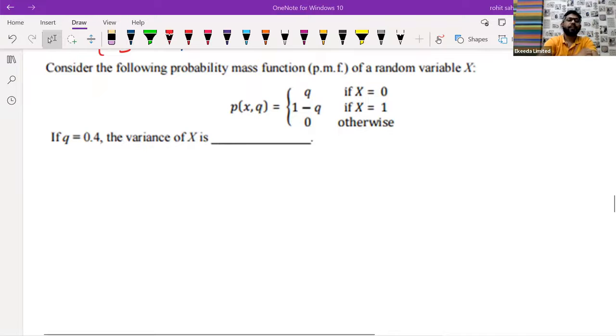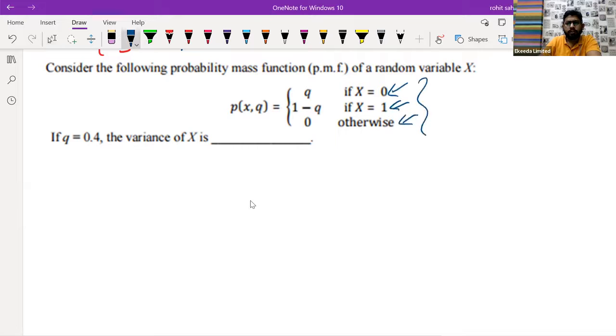चलो, कंसीडर द फॉलोइंग प्रोबेबिलिटी मास फंक्शन. पीएमएफ बोला है, मास फंक्शन बोला है, तो बाय डिफॉल्ट आप समझ जाओ कि ये डिस्क्रीट के लिए बोल रहा है. और अगर आप ये वैल्यूज देखेंगे x equal to 0, x equal to 1 and otherwise, this is also saying that we are talking about a discrete random variable.